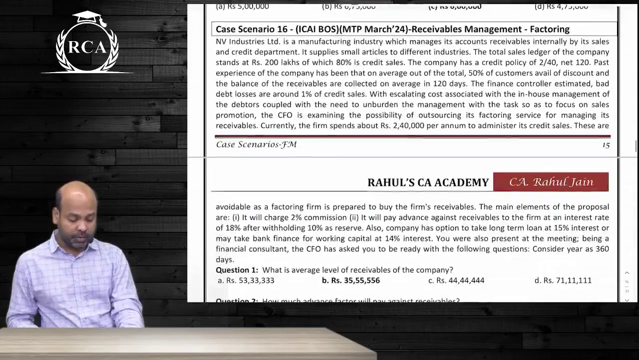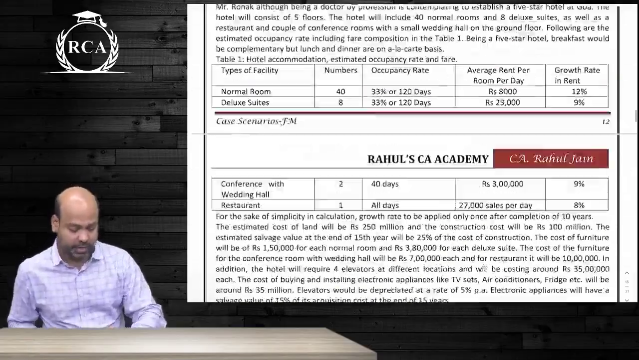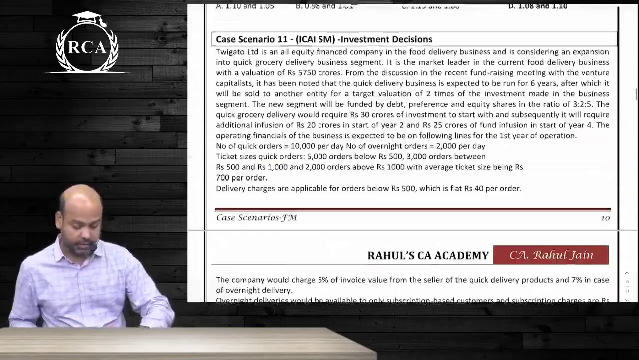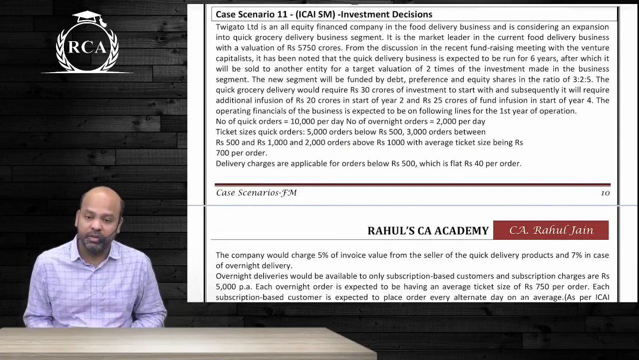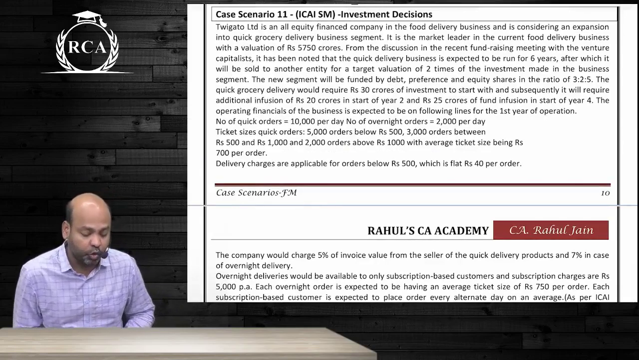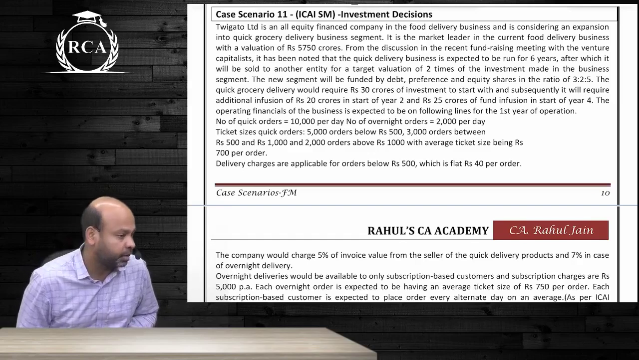I might not be solving the entire part, guys. Abhi, matlab, I don't think I have time now. Anyways, Twigato is an all-equity finance company in the food delivery business, and it is considering an expansion into quick grocery delivery business segment.